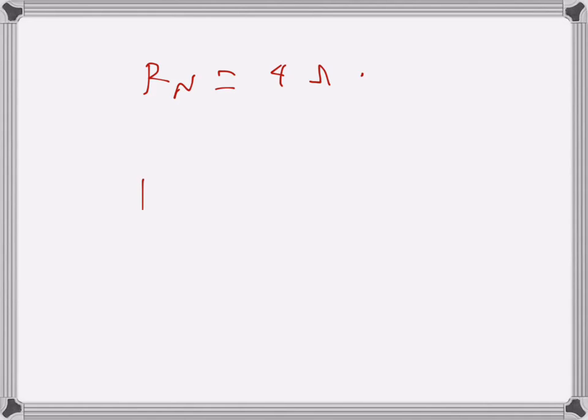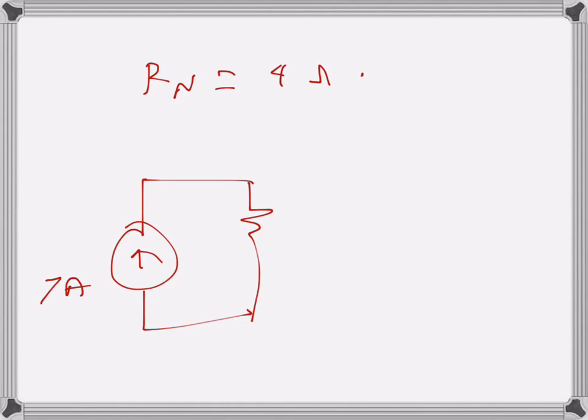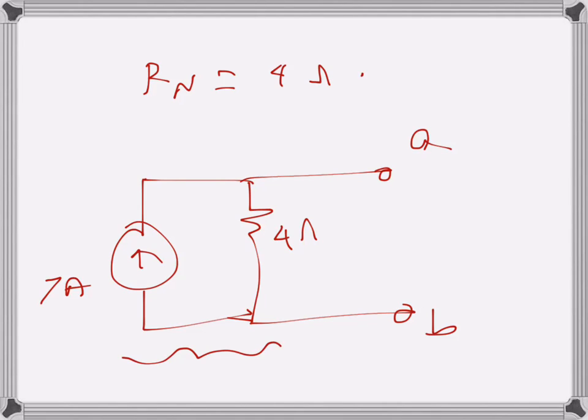So we have the equivalent Norton circuit for this, which is 7 amps Norton current, and resistance is 4 ohms, and this is terminal A and terminal B. So the whole of the remaining part of the circuit is replaced by Norton's equivalent circuit, the values of which are these current and resistance.